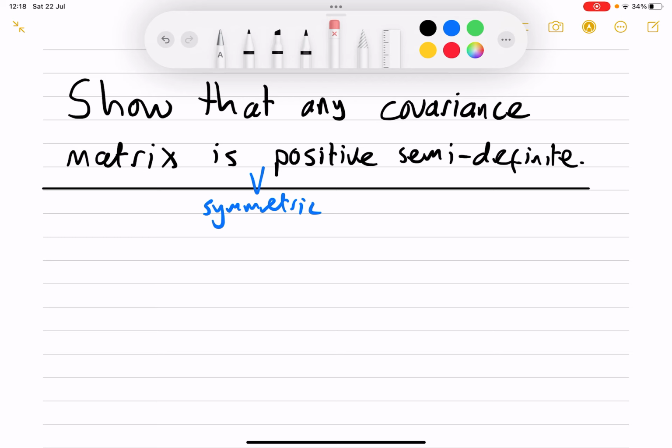Today we're going to be looking at the question and show that any covariance matrix is symmetric, positive, semi-definite. First, let's tackle the idea of the covariance matrix being symmetric, and this comes quite naturally.